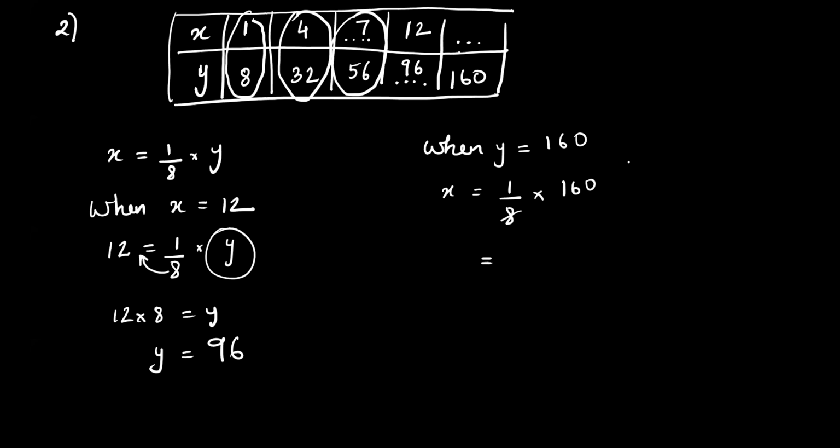8 ones are 8, 8 20s are 160. So x is equal to... therefore, x is equal to 20. So can I write 20 here? Yes. Have you finished the table? Yes. Okay. Thank you, Omkar.